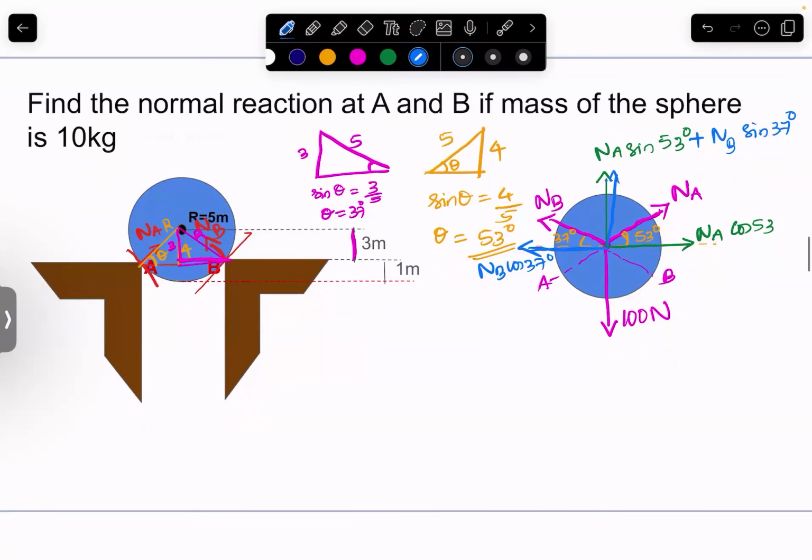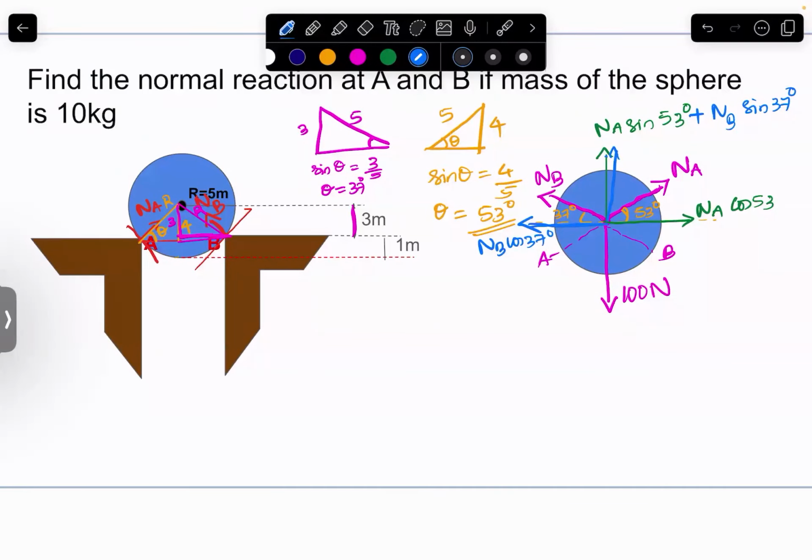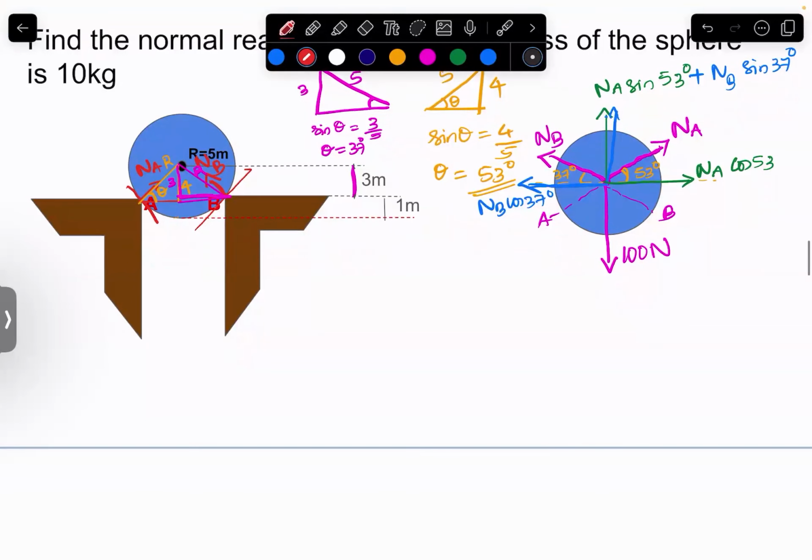So now we have to equate these forces, its horizontal components and vertical components. How can we equate? It's because it's in the rest position, right? It's not moving. So there is no movement in the X direction nor in the Y direction. That's because the net force acting on it is equal to 0. That means the forces are cancelling out each other.